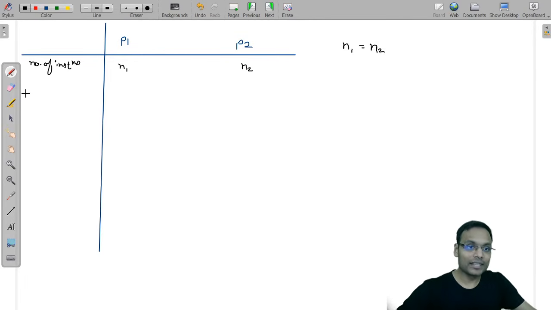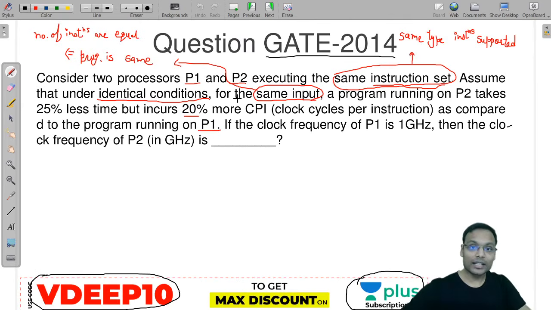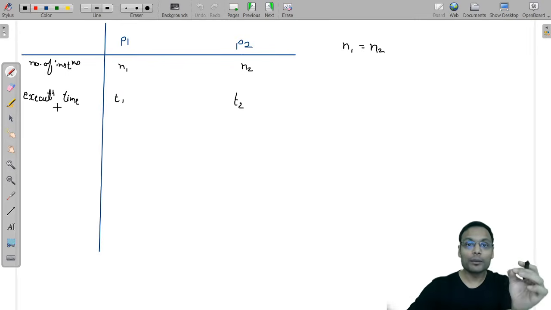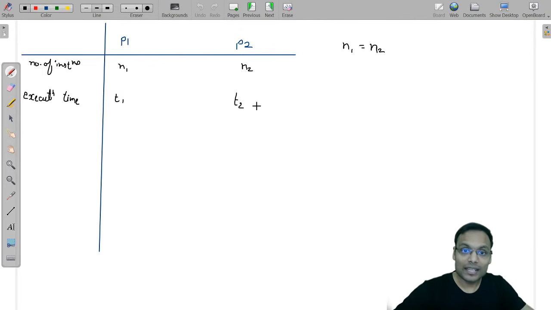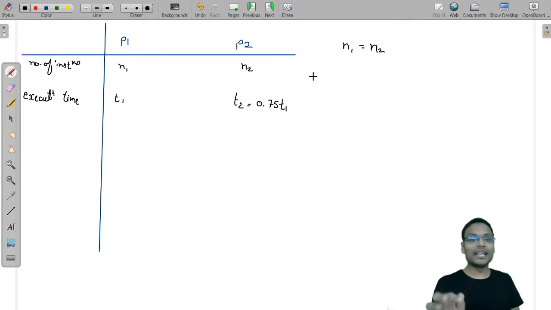Right? Now, second thing is execution time. Suppose execution time of a program with n number of instructions is T1 here and it is T2 here. They have given a relation. What relation is कि ये P2 जो है वो 25% less time ले रहा है, 25% less than T1, which means I can write T2 is equal to 0.75 of T1. If you are agree with me, okay fine. If not, then you need to type down कि क्या समझ में नहीं आया. 25% less means whatever the time T1 has taken, that 0.75 of that T1.